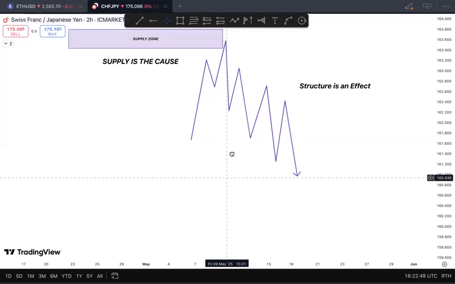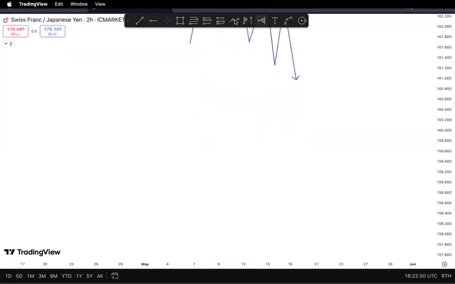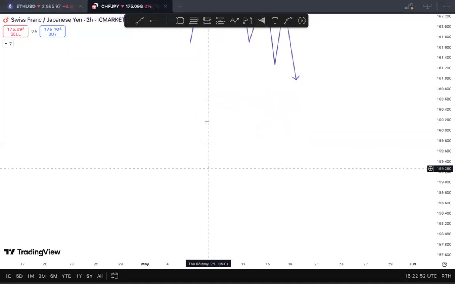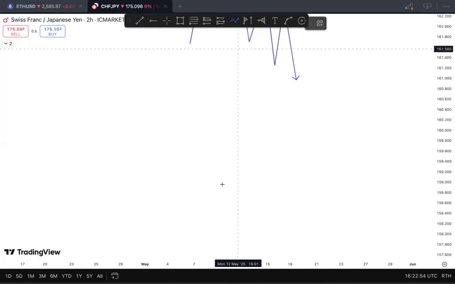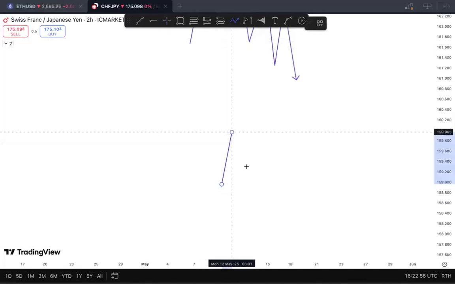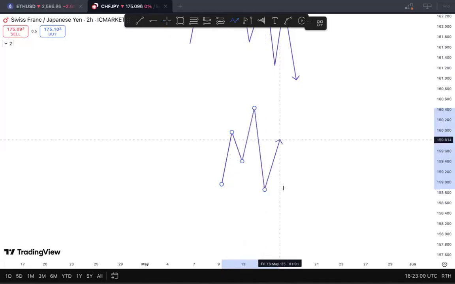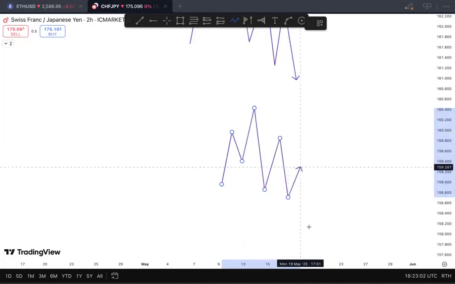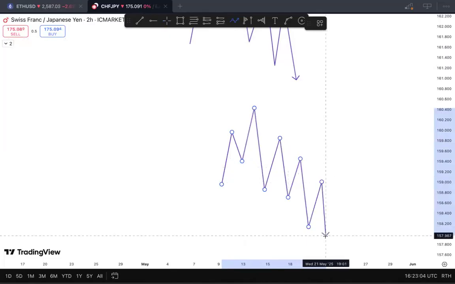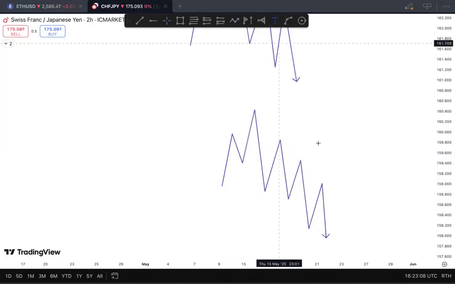So, let's say the same structure. Okay, you have a valid structure.